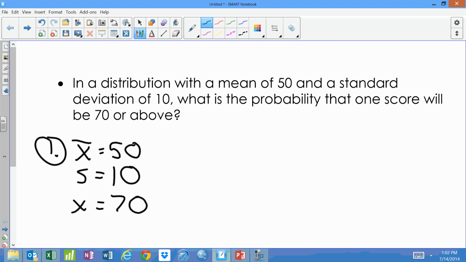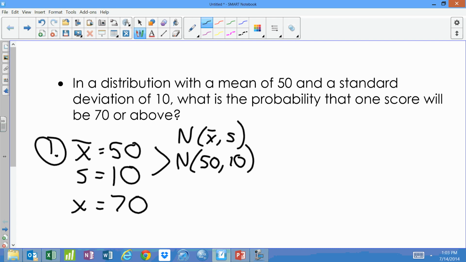Another way to write this out with my mean and standard deviation is we're going to assume I have a normal distribution, because that's what I'm working with. So you can write it as normal and then your mean, comma, your standard deviation. You'll see that notation every once in a while. It's just a way to say that your data is normal and it tells you what your mean and standard deviation are. So that would be what I would do for your first step.